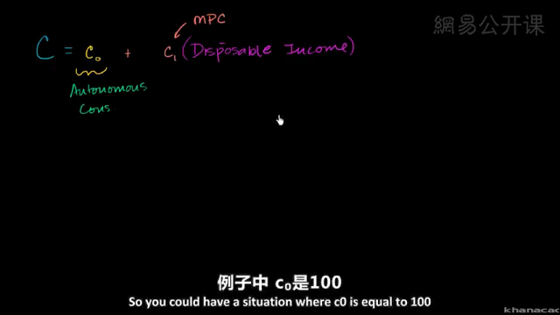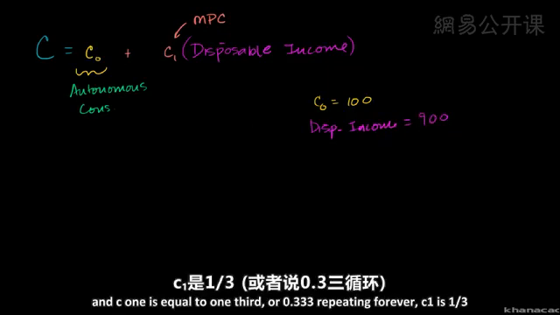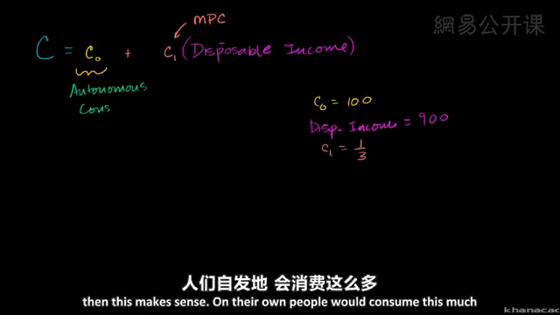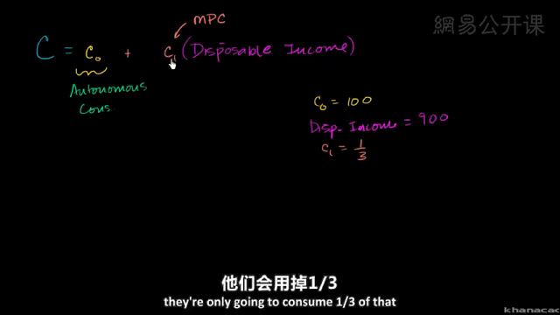So you could have a situation where C naught is equal to, what did I say? Did I say it was like 100? And if you have disposable income is equal to 900, and C1 is equal to 1/3, or we could say 0.3333, repeating forever, C1 is a third, then this makes sense. On their own, people would consume this much, but now they have this disposable income.